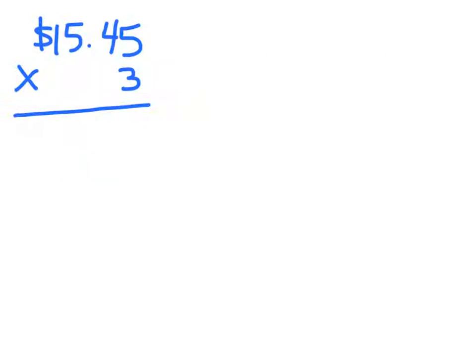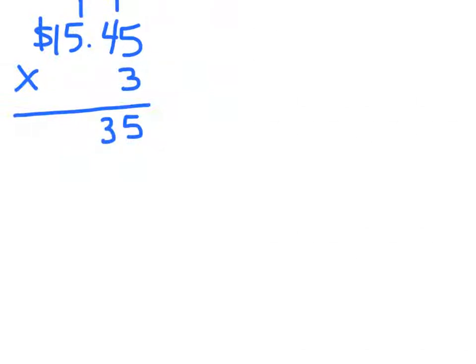So step 1, we'll multiply the hundredths by 3. 3 times 5 gives us 15. Put down our 5, carry our 1. Step 2, we'll multiply the tenths by 3. 3 times 4 is 12. Add our 1. That gives us 13. Put down our 3, carry our 1.